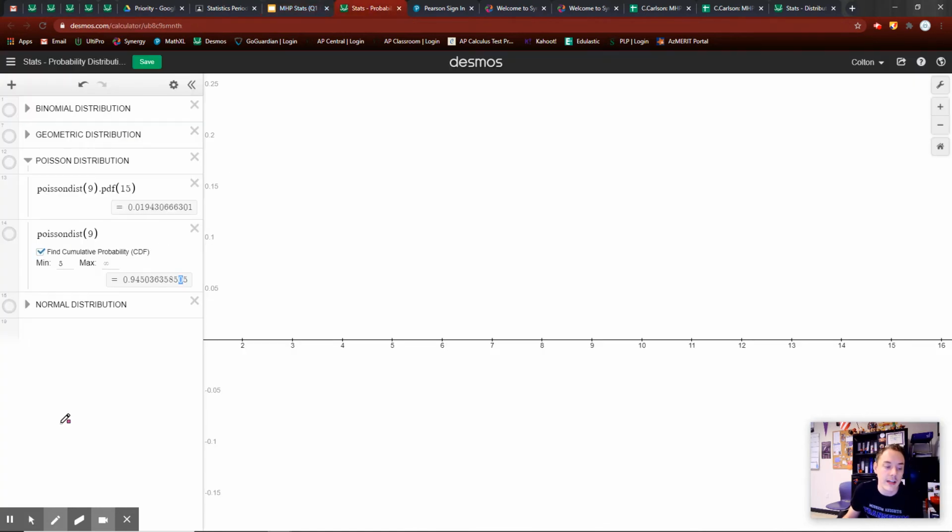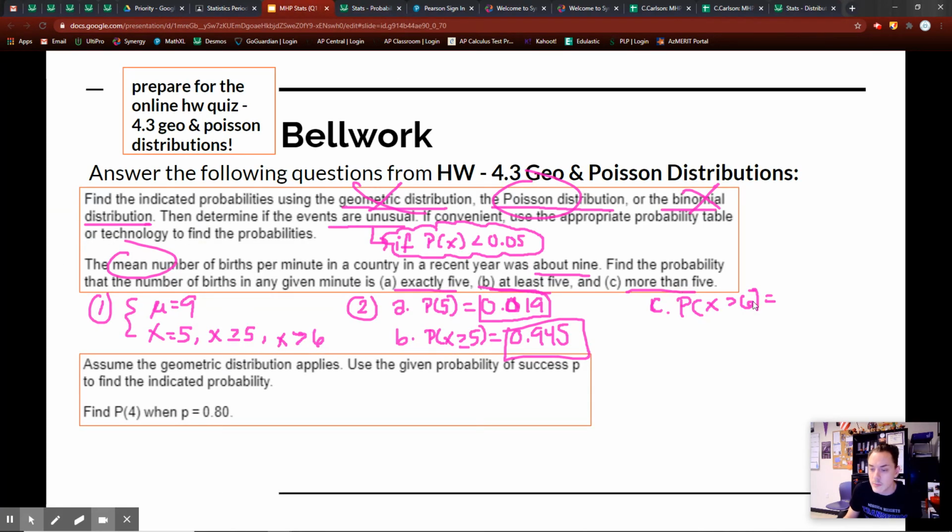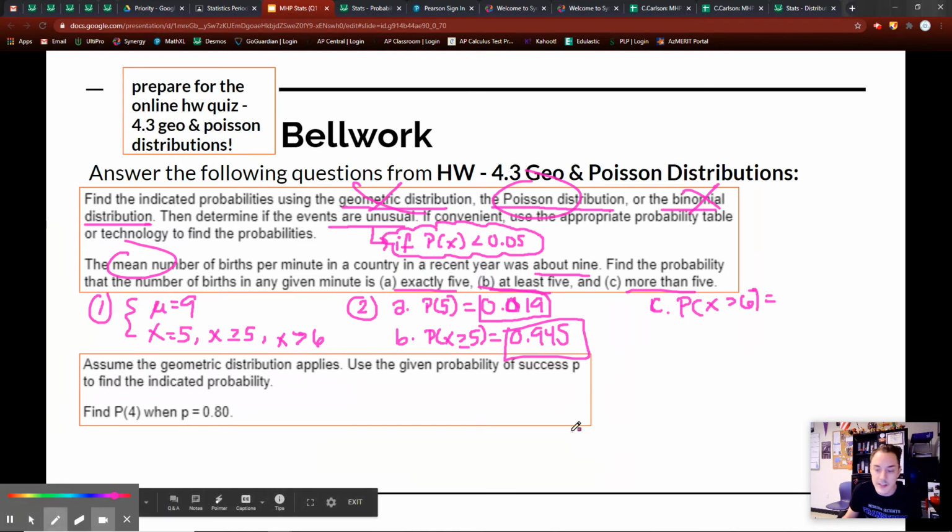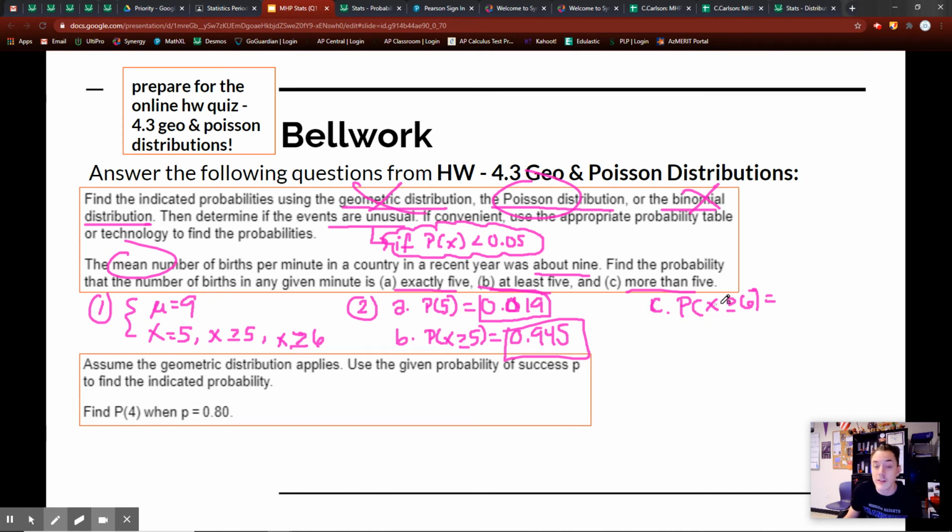So that means I go over here. All I have to do is just change this. So greater than, or greater than 5, sorry. If this is more than 5, that means it's greater than or equal to 6. My bad. If it's more than 5, it's greater than or equal to 6. That's what I'm trying to say. That's the exact same thing. More than 5 is the same thing as greater than or equal to 6.